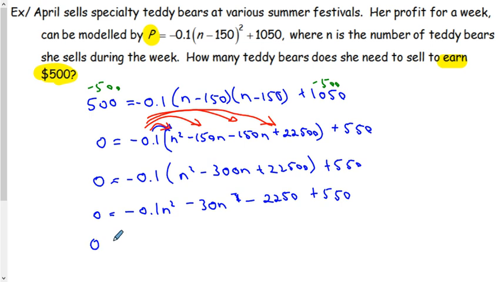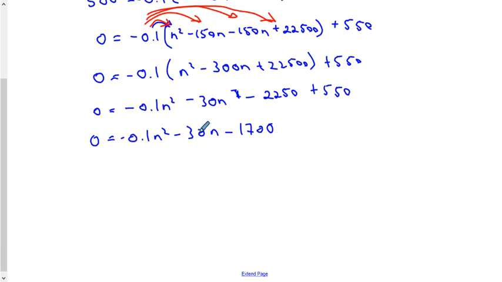Let's continue to collect our like terms. So negative 2250 plus 550, we're getting negative 1700. Okay, cool. We're now at a point where we have a quadratic, sorry, a trinomial. So we have it in trinomial form, meaning we've got our three terms: our A, our B, and our C.